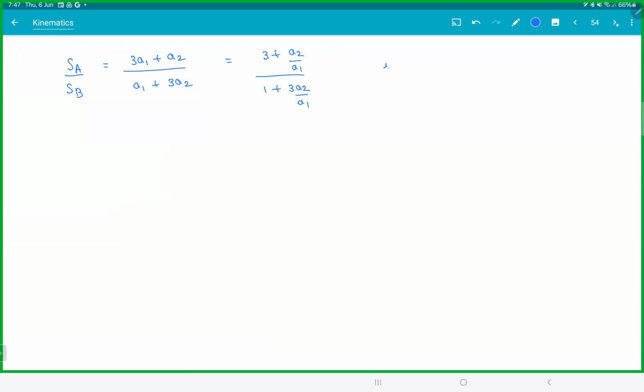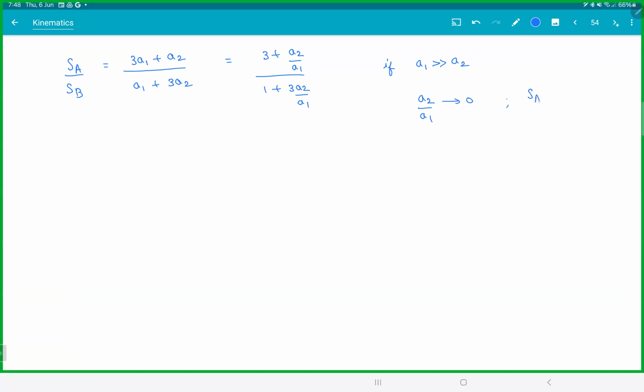Now here, if A1 is much, much larger than A2, let's say the train initially accelerated with very huge acceleration, like 10,000, and that is 0.01. Then A2 by A1. Just understand what you're doing. A1 is a big number, so if you divide a number by a very big number, this number will tend to 0. Isn't it? The number will tend to 0.